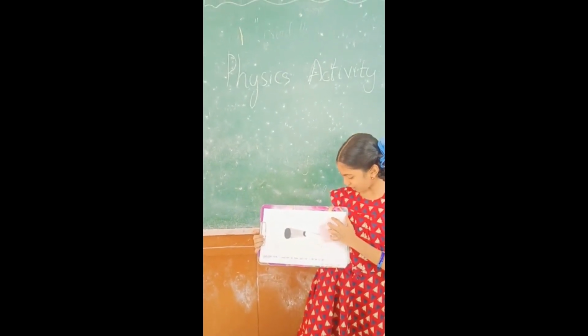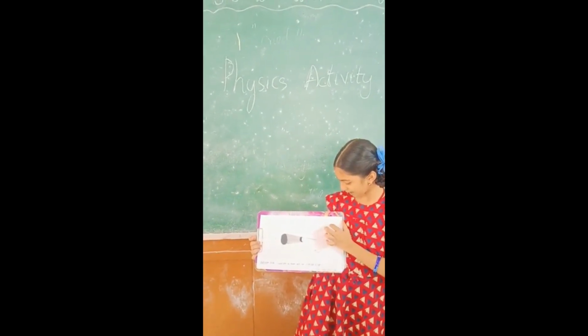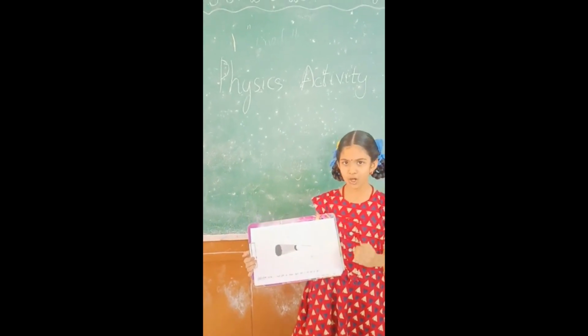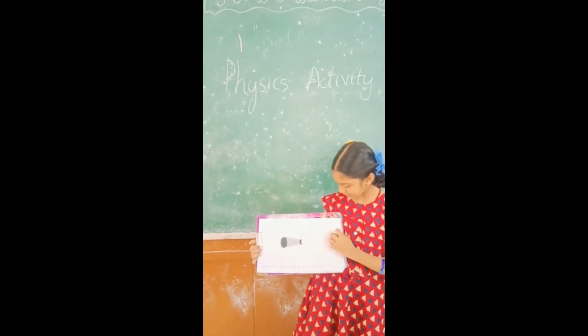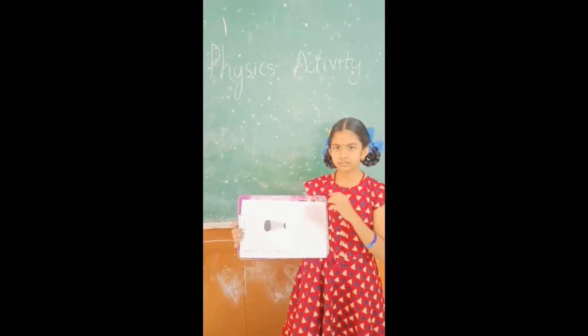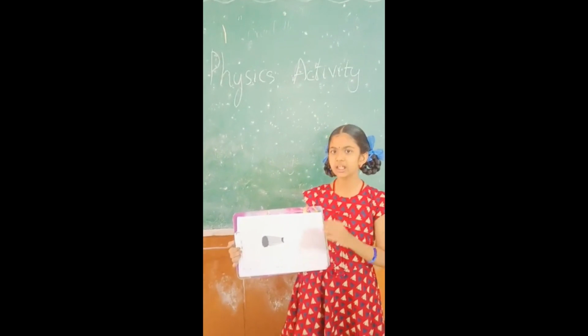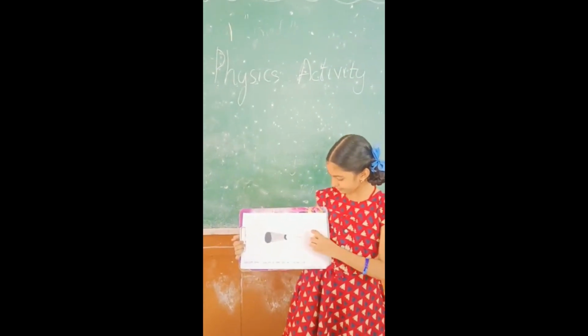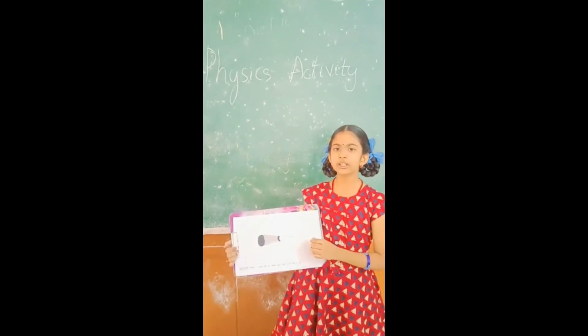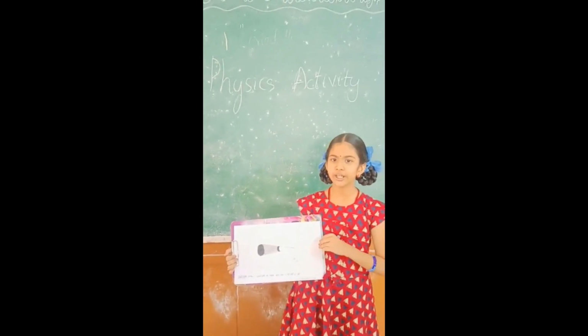A dark spot is formed behind the opaque object. Behind the opaque object, the spot is formed. The dark spot is called the shadow. Shadows are formed because of the rectilinear propagation of light.